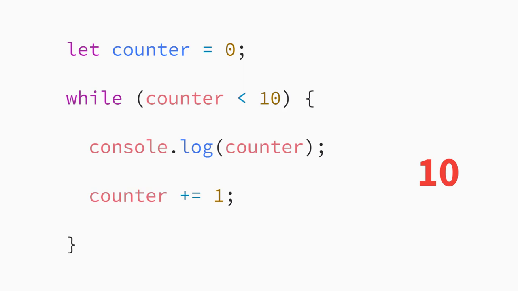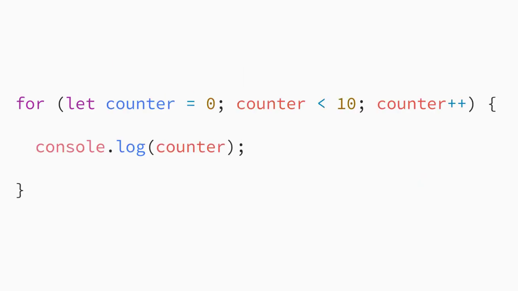Now let's look at the same looping behavior with the for loop. Notice that it's more compact, 3 lines of code, as opposed to the 5 lines for the while loop. That's one of the reasons why for loops are more often used.